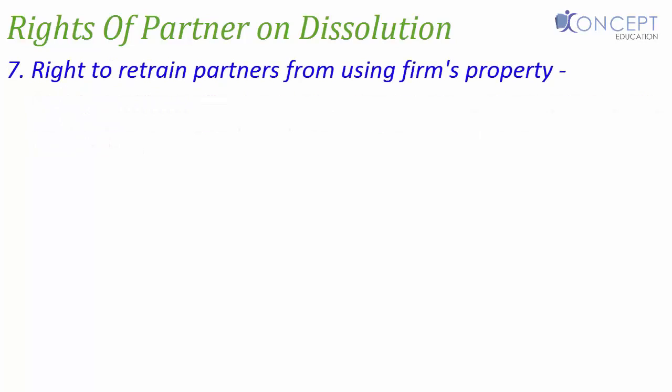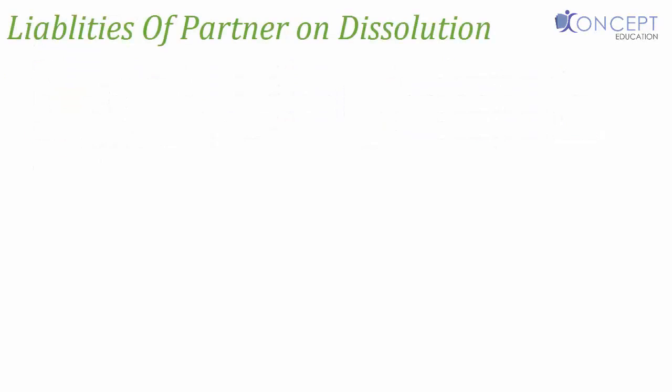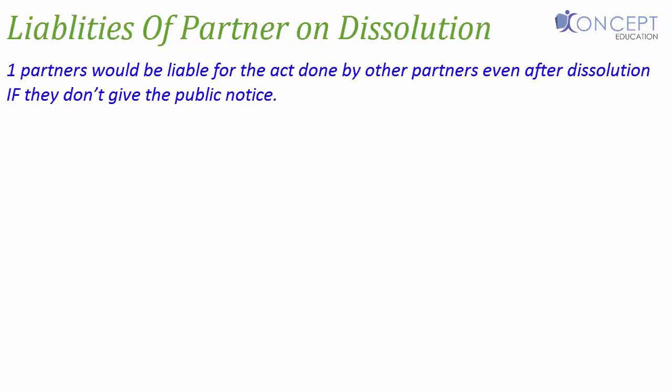The seventh right is the right to restrain partners from using the firm's property. Well, this restriction does not apply when the partner has bought the goodwill or there is an agreement upon this matter. Now let's look at the liabilities on dissolution. Well, partners would be liable for the acts done by the other partners even after dissolution if they don't give the public notice. We have already studied this a lot.